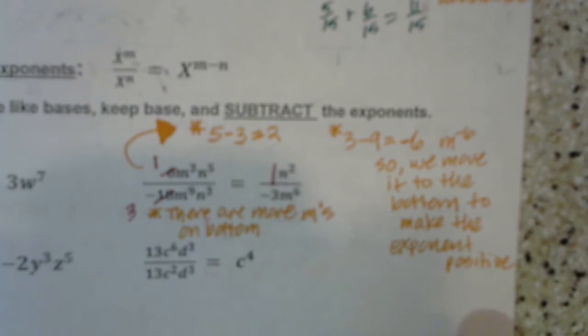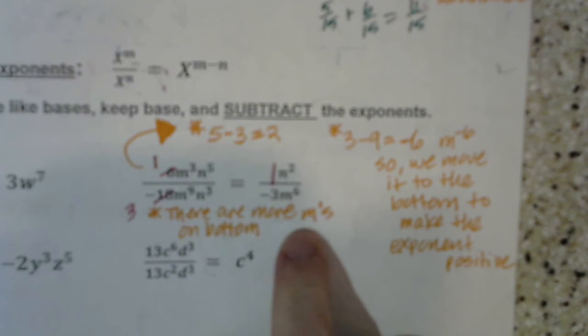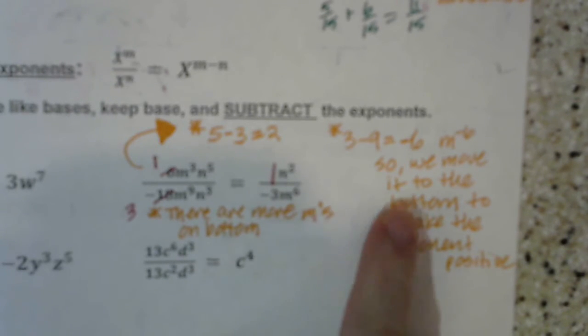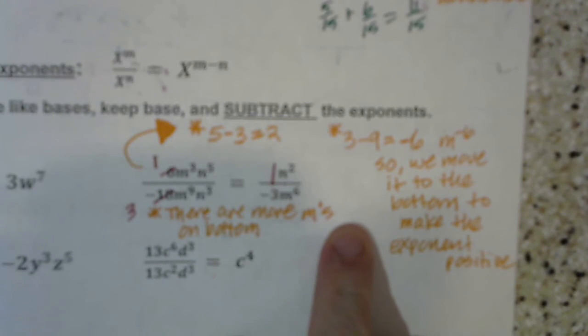Okay? You don't have to do problems like this, top minus bottom, and move, because a lot of you can tell where the majority of a variable is. But this is a connection to the negative exponent rule. Okay?